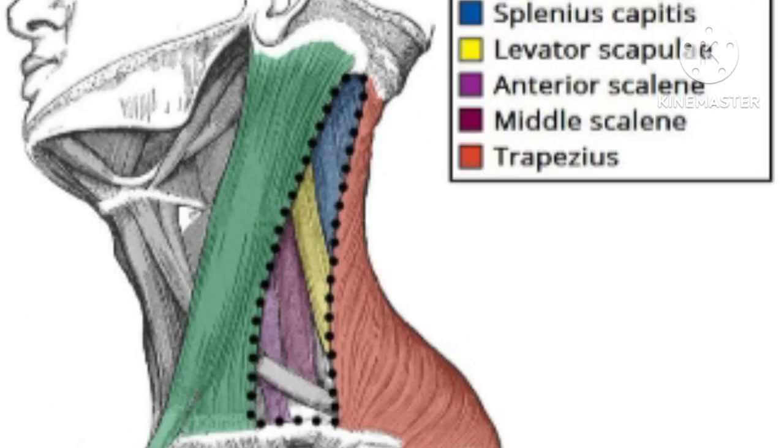Now let's see the picture. So this is the posterior lateral triangle. This black dot is the covering of the posterior lateral triangle. As you can see in front of this triangle, this is the SCM, and the posterior part of the SCM bounds the anterior part of the triangle. Behind, this is the trapezius muscle, and the anterior part of the trapezius muscle bounds the posterior part of the triangle. Inferiorly, this is the clavicle bone, so its middle 1/3 covers the inferior part of the posterior triangle of the neck.